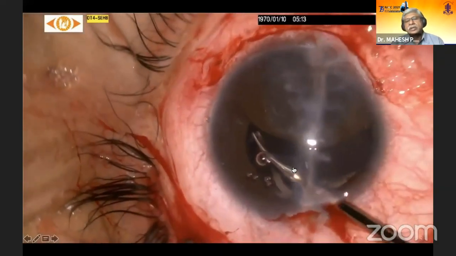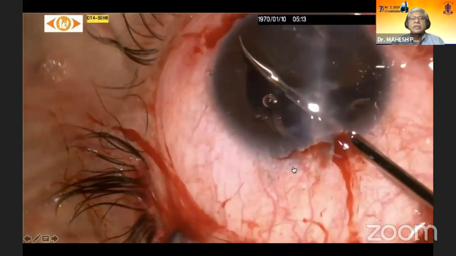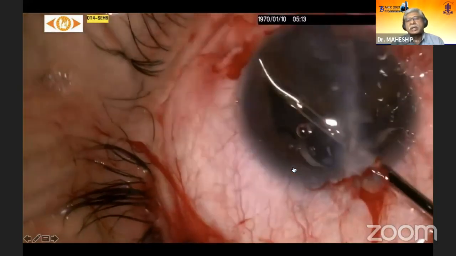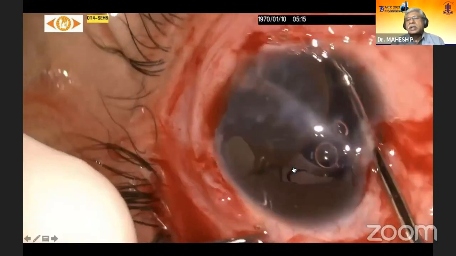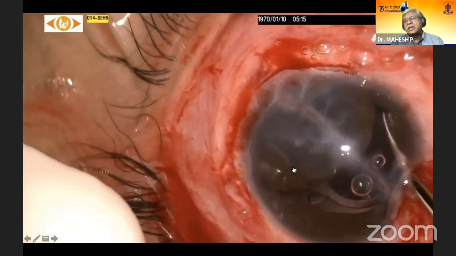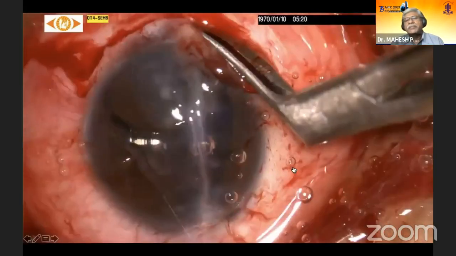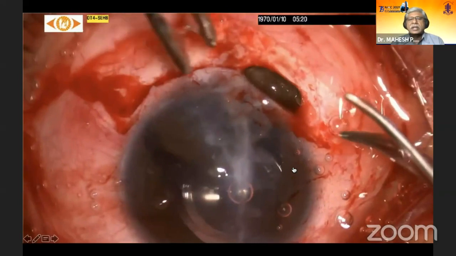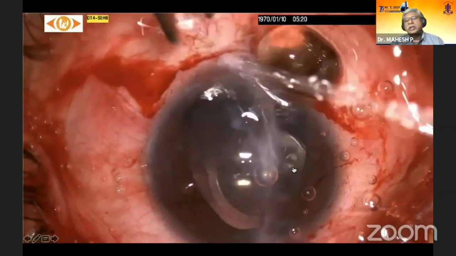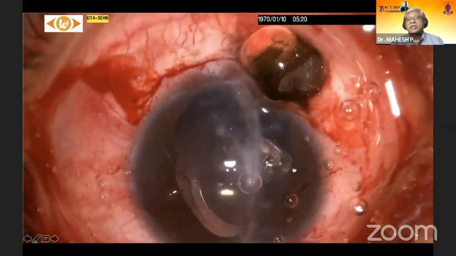and used the intraocular scissor to cut at the side of the cyst, trying not to rupture it, and dissecting the cyst and the iris from the ciliary body. And then we entered the anterior chamber, and you can see the cyst prolapsing out. The intraocular pressure was slightly on the higher side.